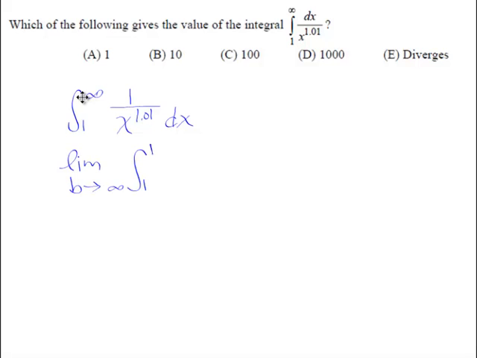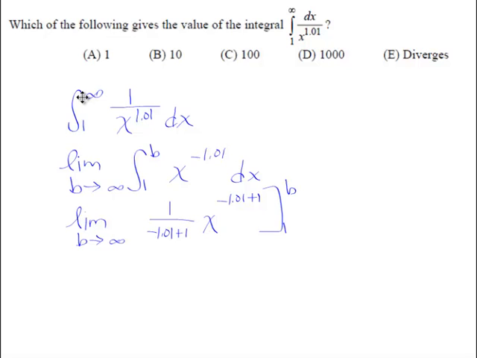Not a problem. So from 1 up to b, I'll write this as x to the negative 1.01 dx. So we're going to have the limit as b approaches infinity. The antiderivative here is 1 over negative 1.01 plus 1, x to the negative 1.01 plus 1. And we're integrating from 1 to b. So we have the limit as b approaches infinity. This cleans up to 1 over negative 0.01 x to the negative 0.01 from 1 up to b.